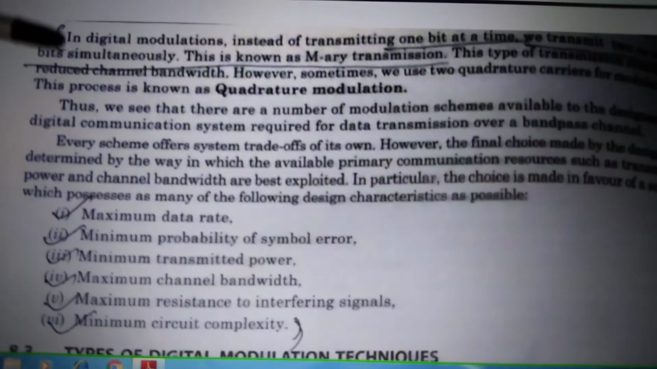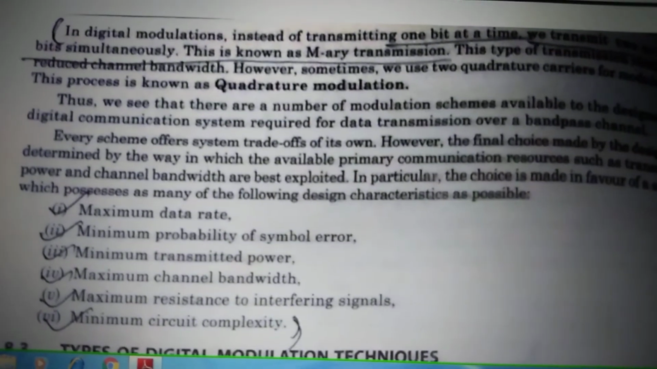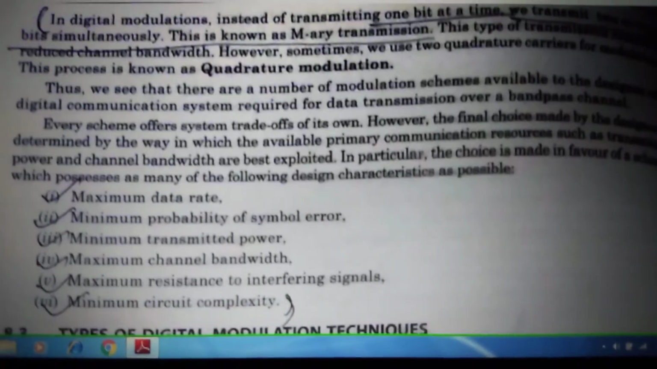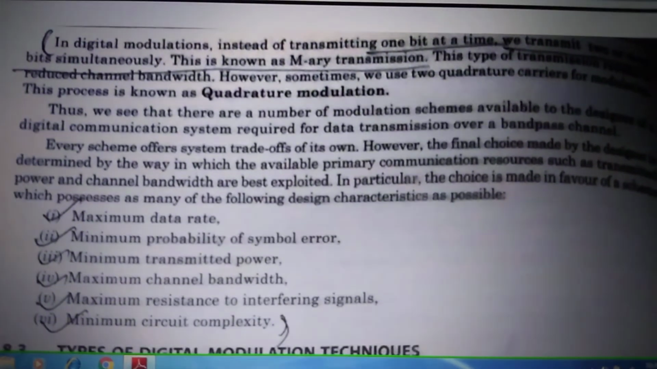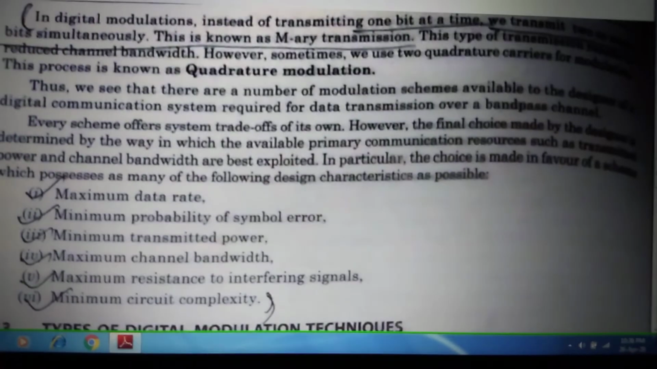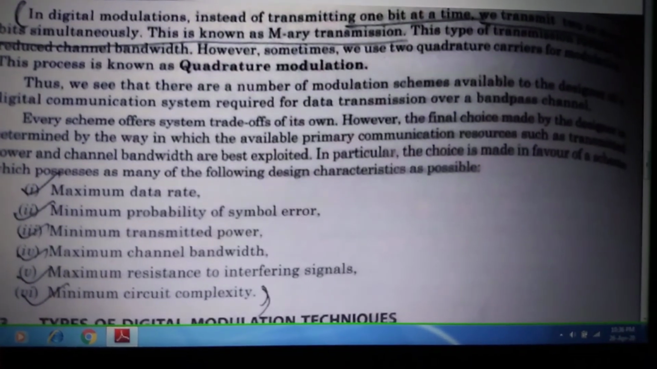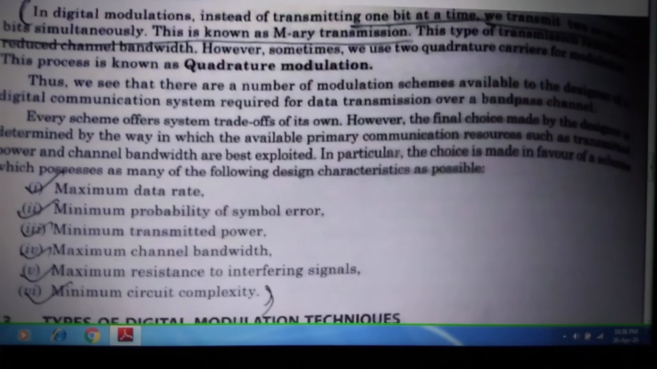The next article is talking about quadrature modulation. Quadrature modulation means, if you try to remember your analog communication syllabus, you have studied QAM, that means quadrature amplitude modulation, and you know what quadrature means. Quadrature means there will be a 90-degree phase difference.